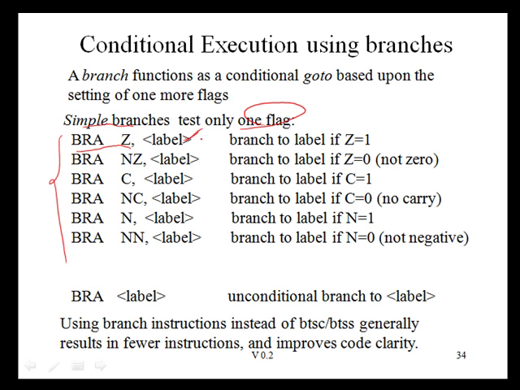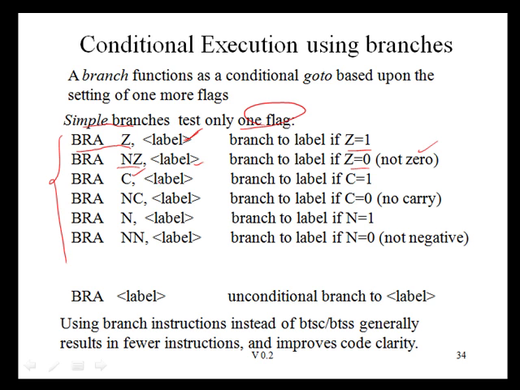This will branch to this address or label if the Z flag is a 1. That is, if the operand that was tested was a 0 value. This is branch on not 0 to some address. This will branch if Z is equal to 0. That means the operand that was tested was not 0.